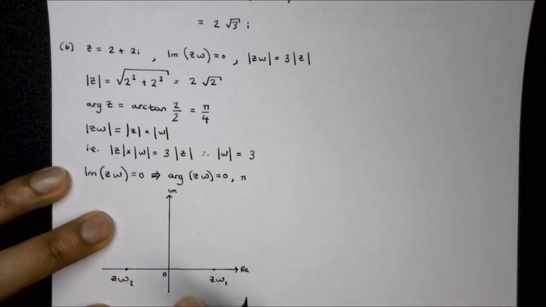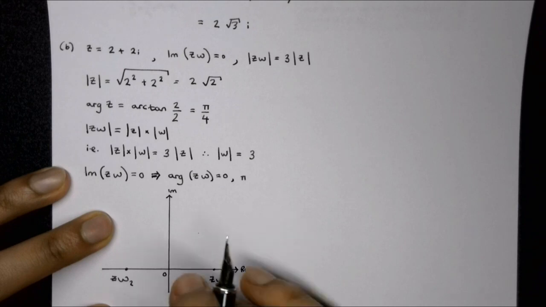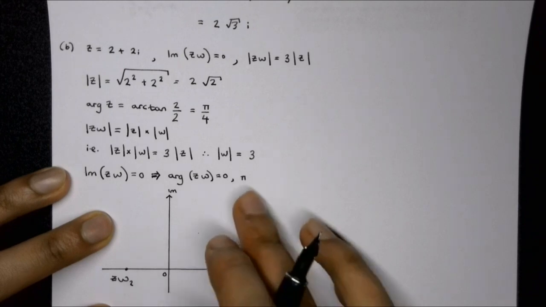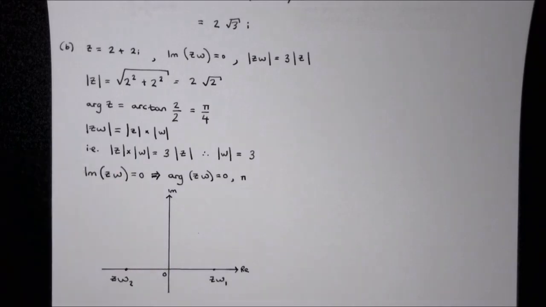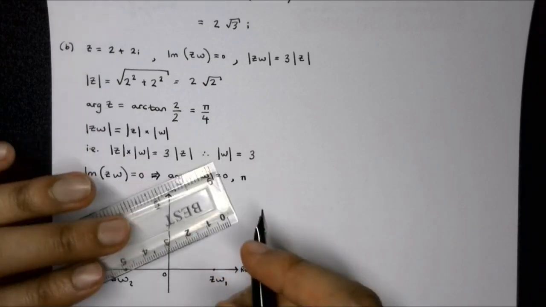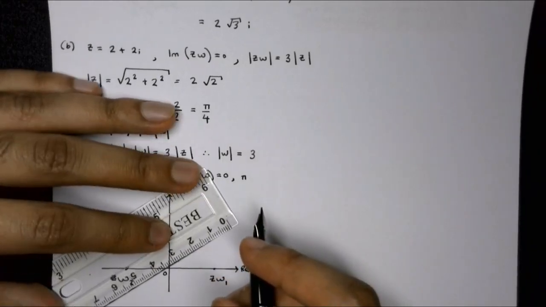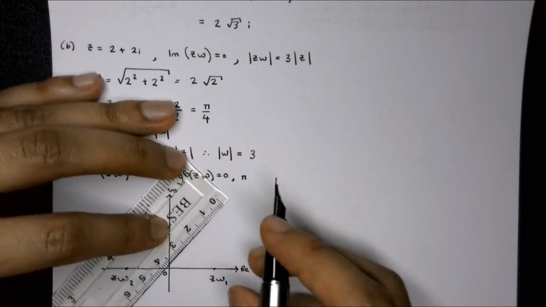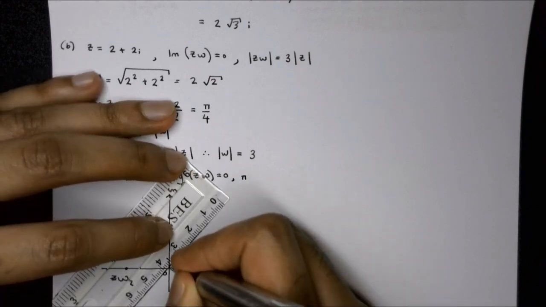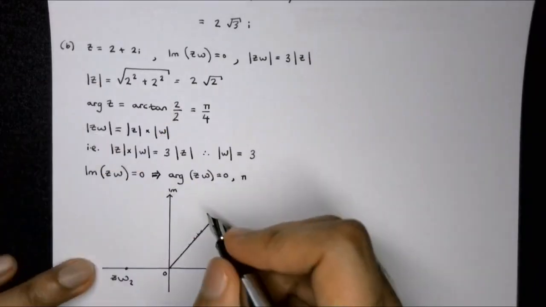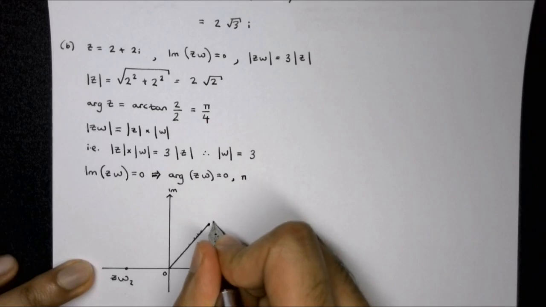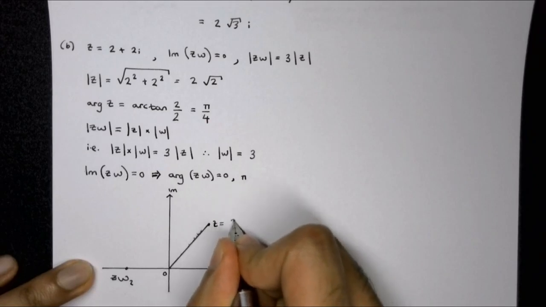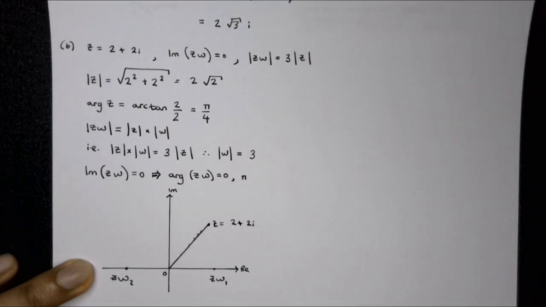So what we can now do as well is show the complex number Z on this Argand diagram. So if we do that, pi over 4, that looks something like this. So here is the complex number Z, which is equal to 2 plus 2i. So what does this mean over here?